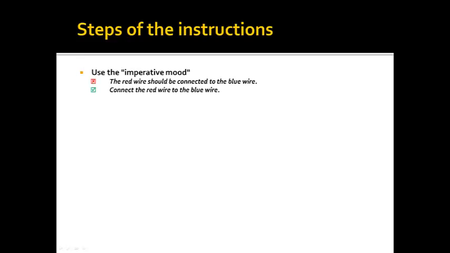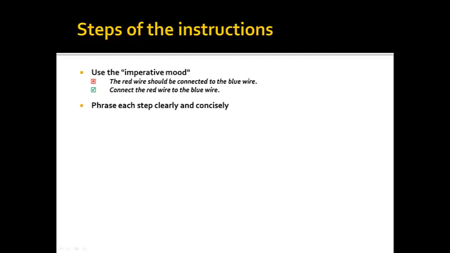Okay, so the steps of the instructions themselves, you'll need to use what we call the imperative mood. Now, basically that just means starting your sentences with a verb. So instead of things like "the red wire should be connected to the blue wire," say things like "connect the red wire to the blue wire." That's an instruction. It's telling someone to do something.